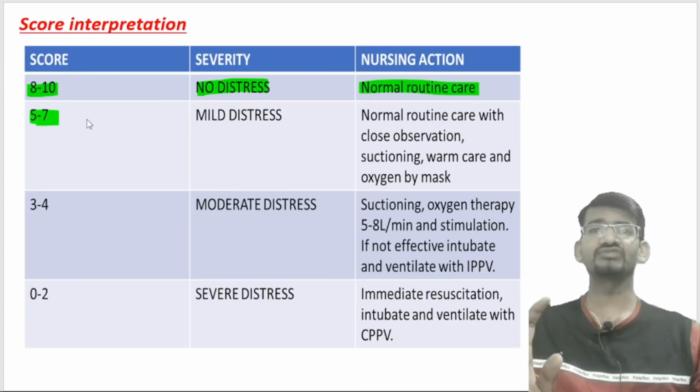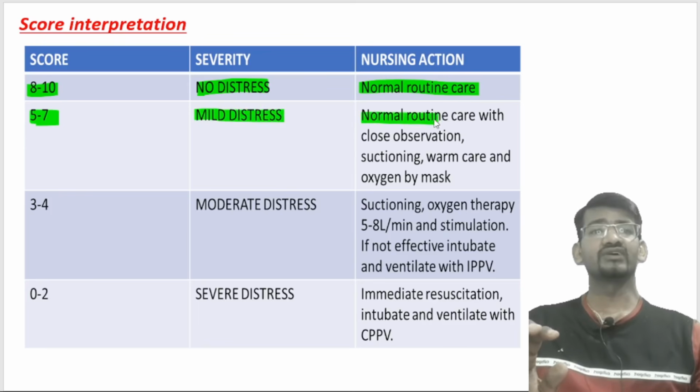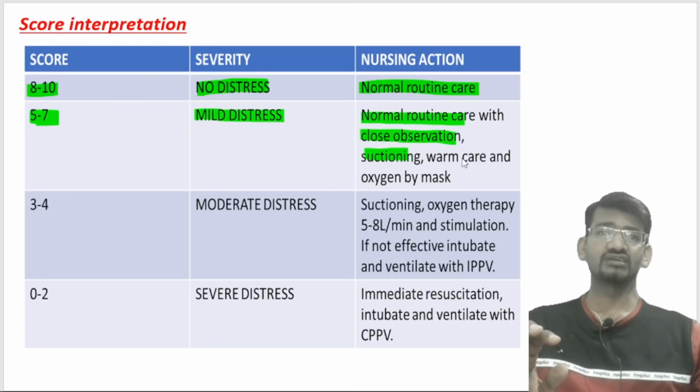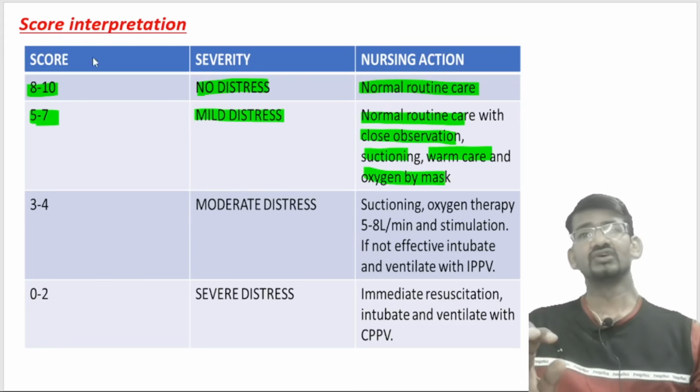If the score is 5 to 7, then we consider it as a mild distress, where the baby requires normal routine care along with observation, like suctioning, warm care, and the baby may need oxygen. So in the case of mild distress, the baby may require O2.